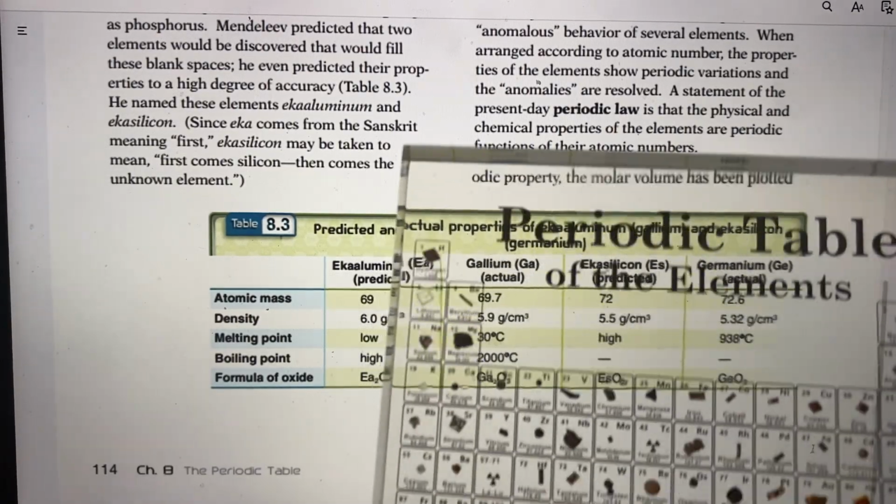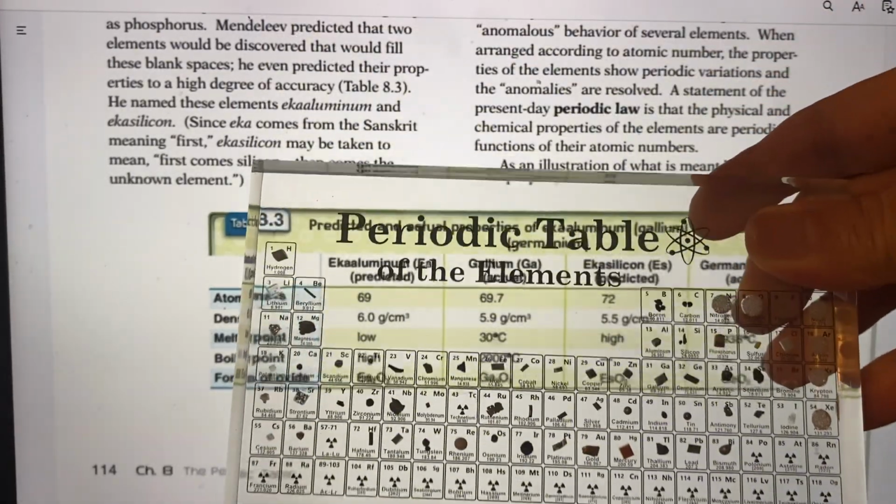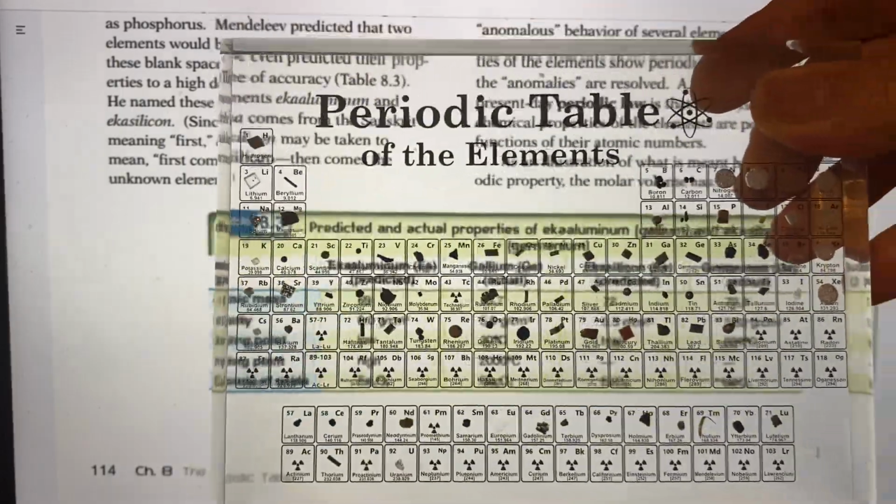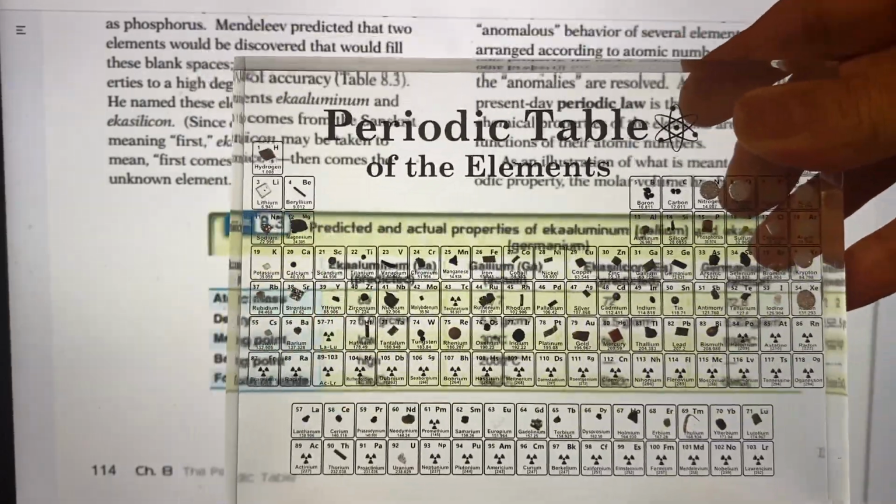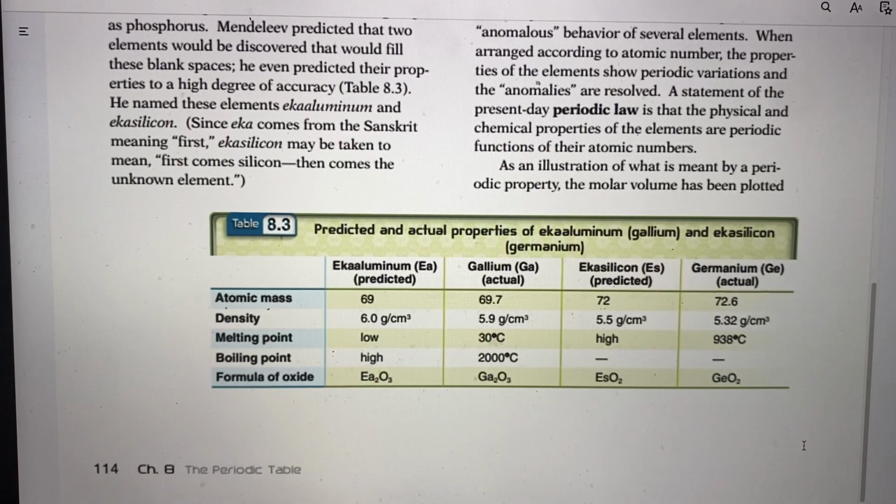So here's a picture of the periodic table, kind of in the background there. You can see I have one here, the periodic table. You can hardly see it there, so I'll put it up later on when we don't have the background. But anyway, the periodic table.